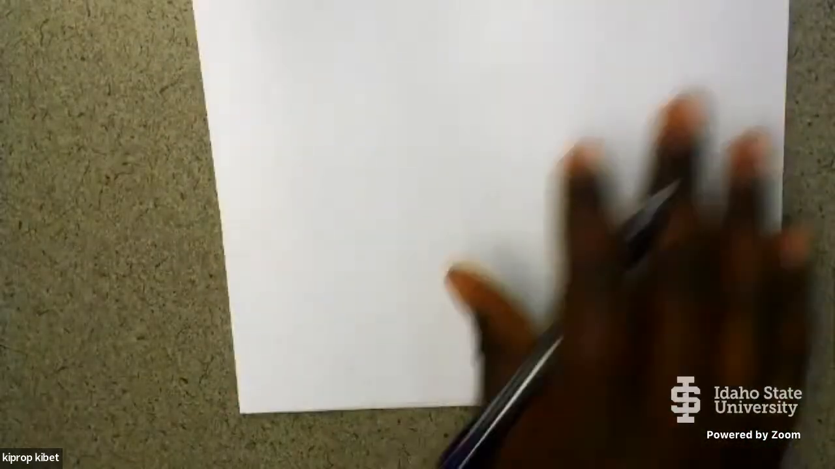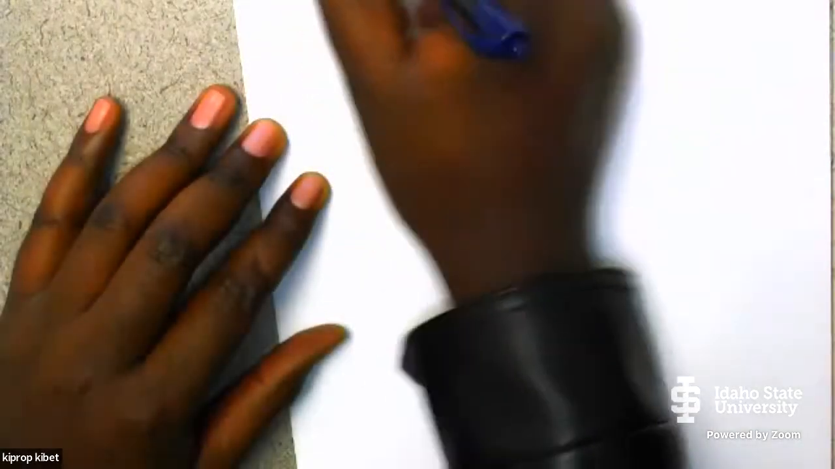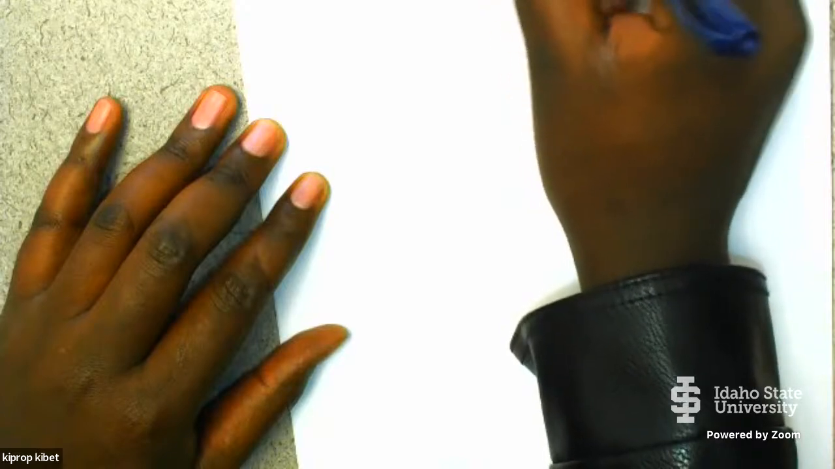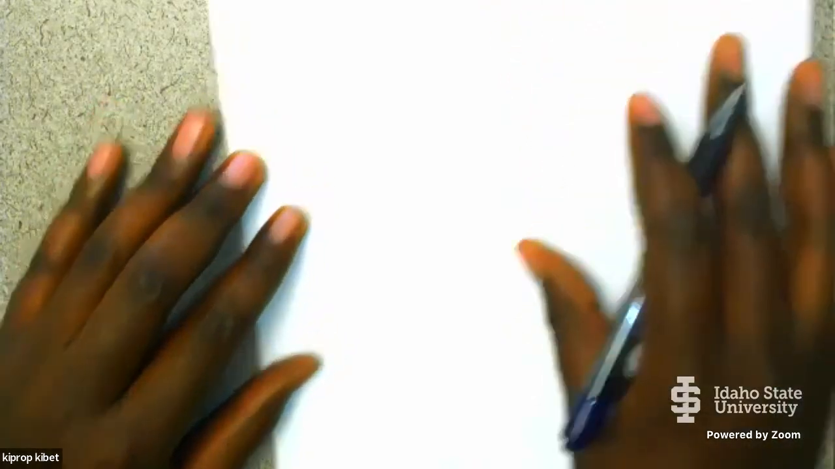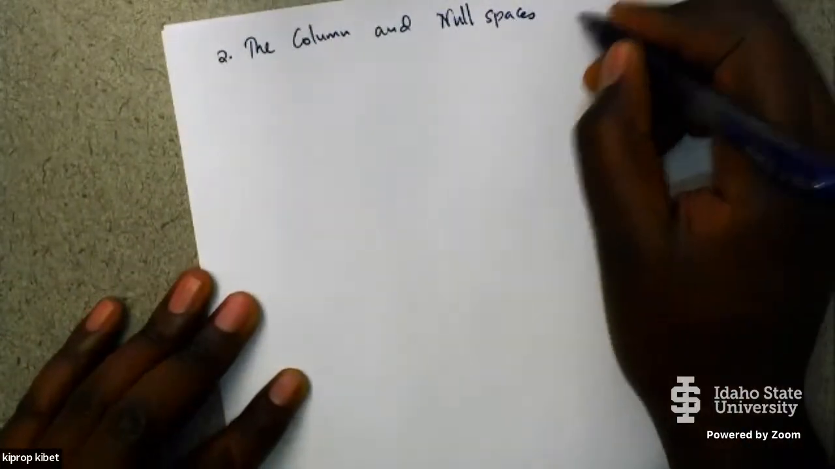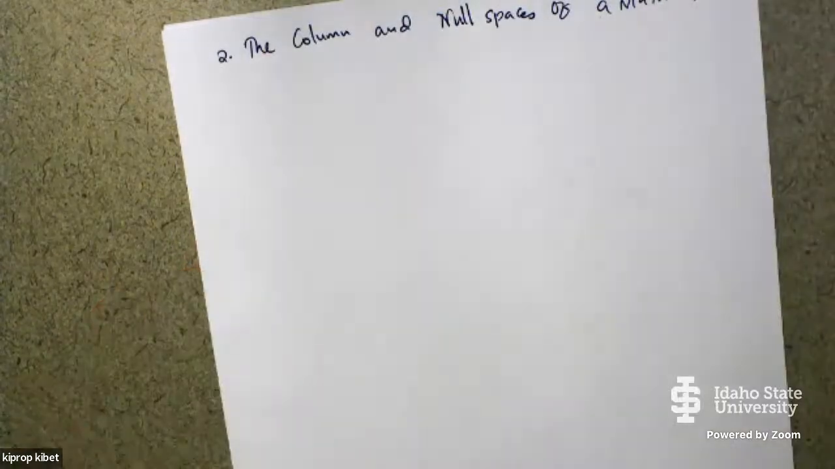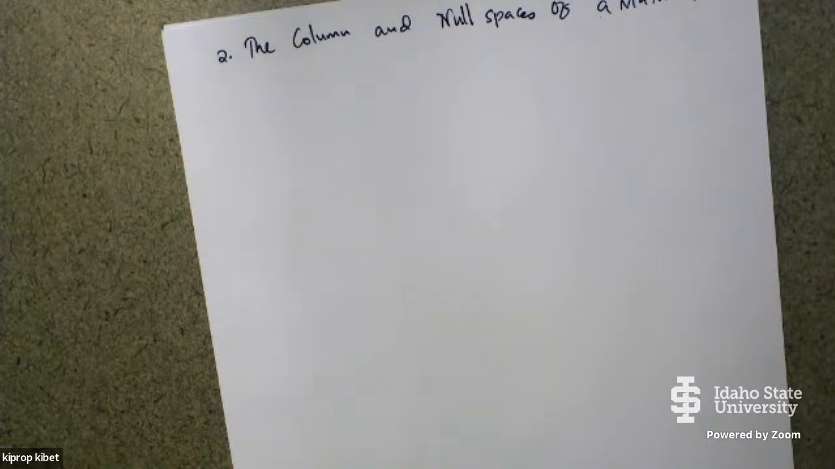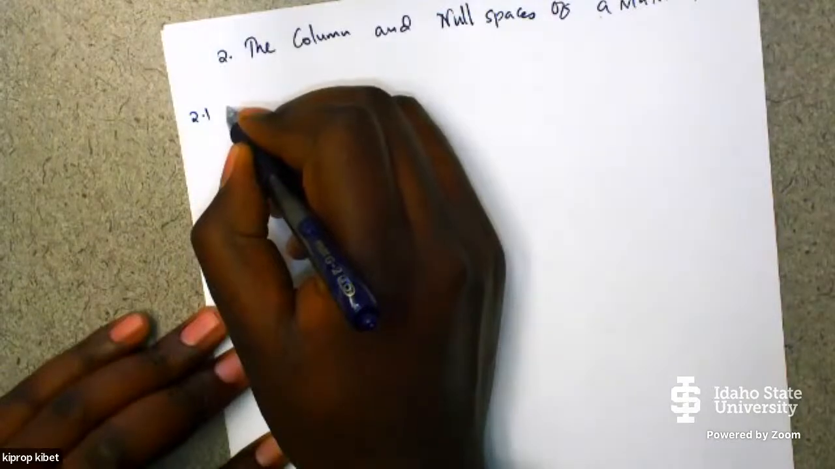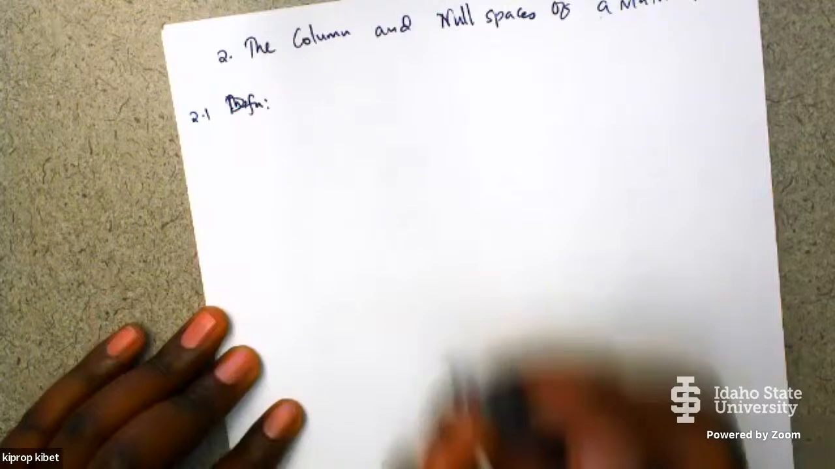Okay, let's look at the next section, which is number 2, the column and the null space of a matrix. Let's start from the first one, which is the column space. And this is the definition. So what is a column space?